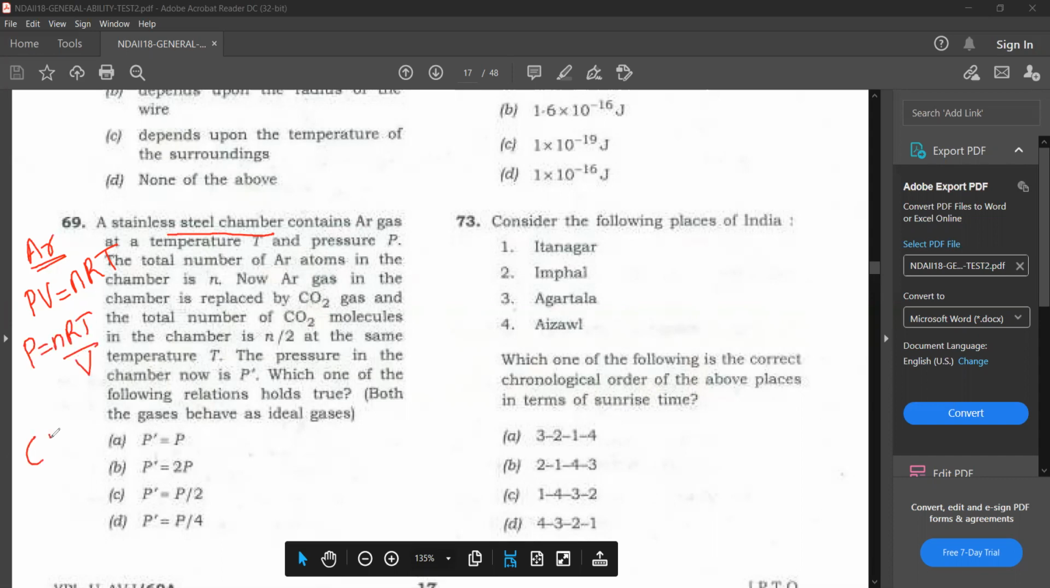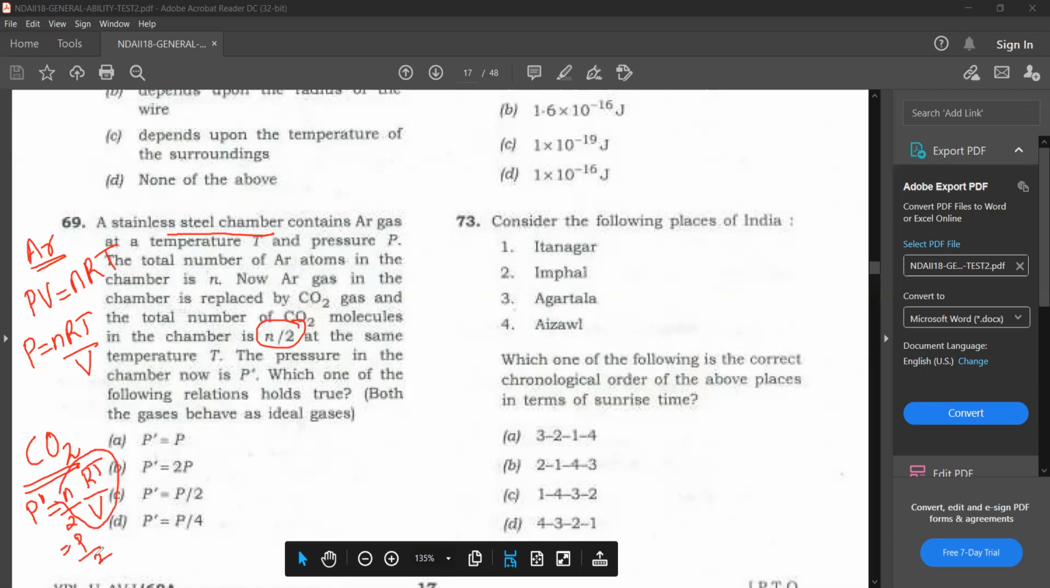In the second case, this argon is replaced by carbon dioxide. There, the pressure is P dash. They are saying n is N by 2, isn't it? Then everything else, the universal gas constant R is the same, T is the same, V is also the same, because it is filled in the same steel chamber. So here nRT by V is nothing but P.